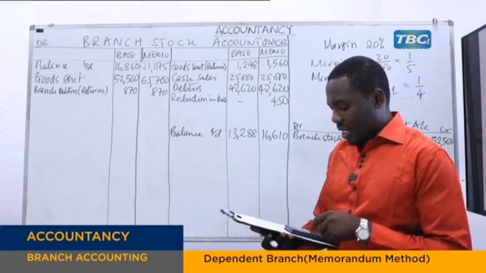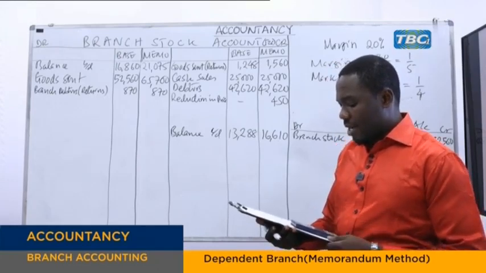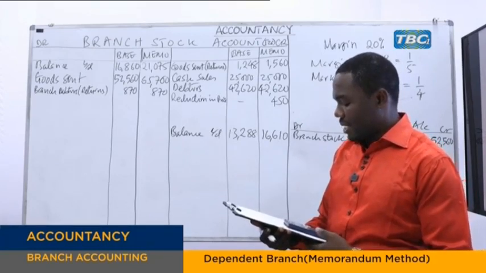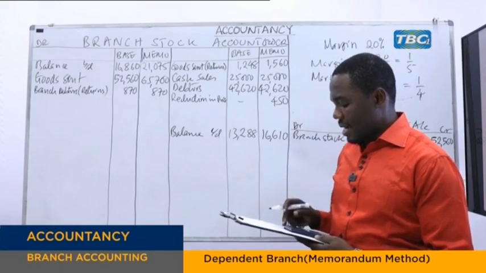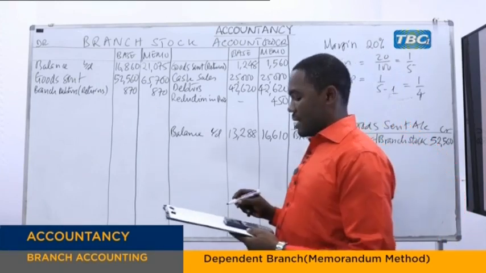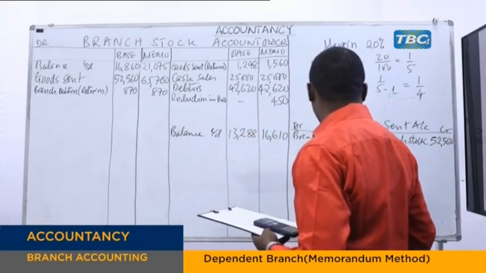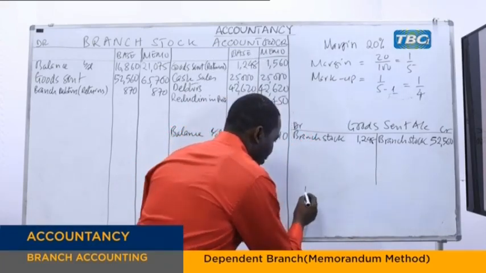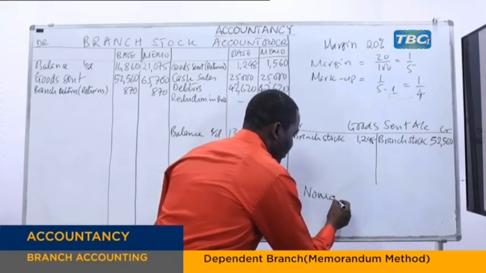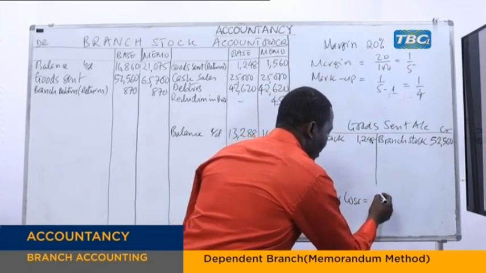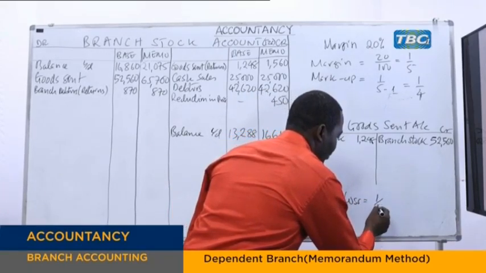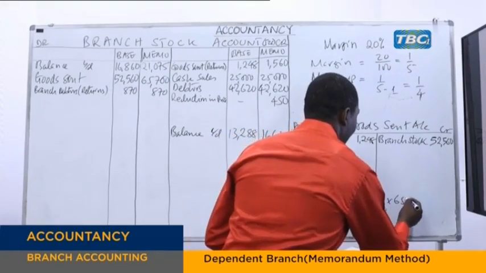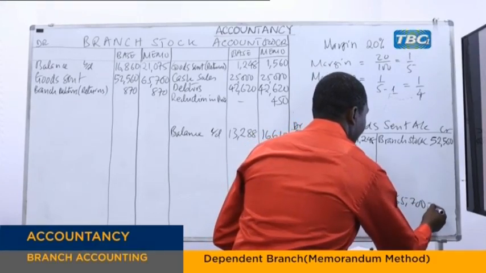Then, in the additional notes, we are told that the firm assumes 1% of goods sent to branch has normal loss. If there is normal loss, we need to compute this normal loss. So, how do we determine the normal loss? The normal loss will be 1% of the goods sent, which was 65,700. So how much do we get?